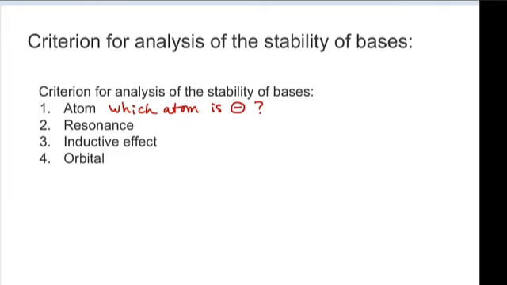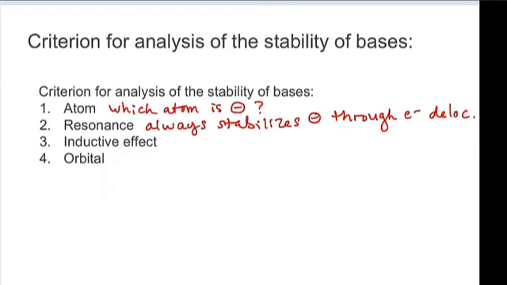Resonance. This is always a stabilizing force. So it always stabilizes a negative charge through electron delocalization. Okay, these last 2, inductive effect and orbital, we have not talked about at all yet. Inductive effect is kind of a through bond electron pulling effect, and orbital has to do with which orbital the electrons of the anion are in and how that might affect stability.